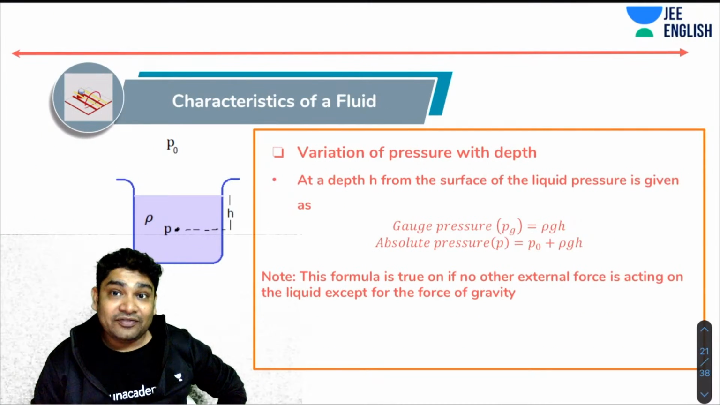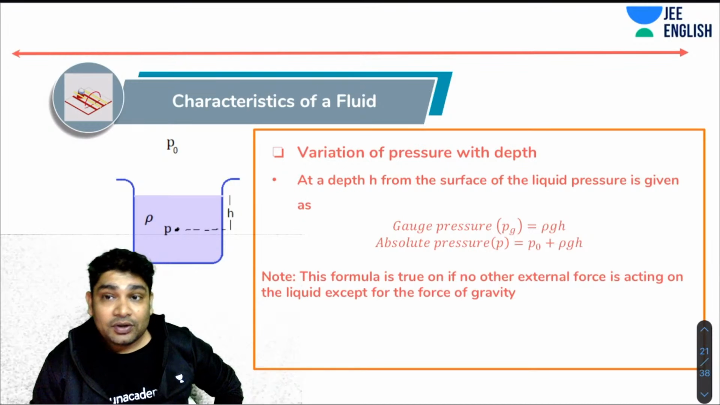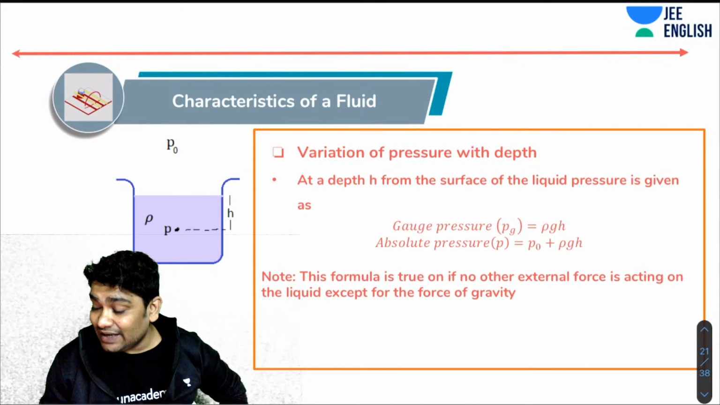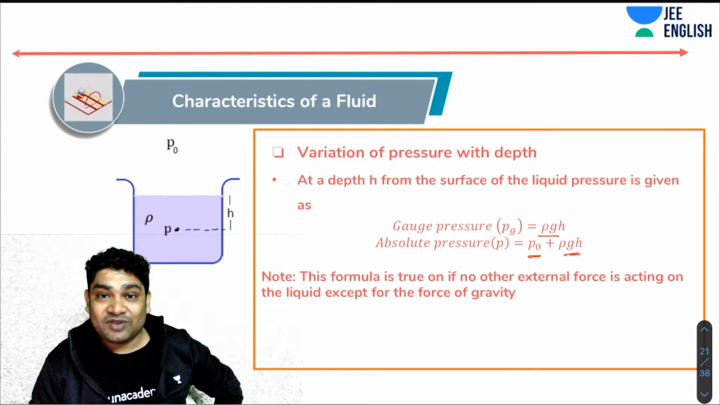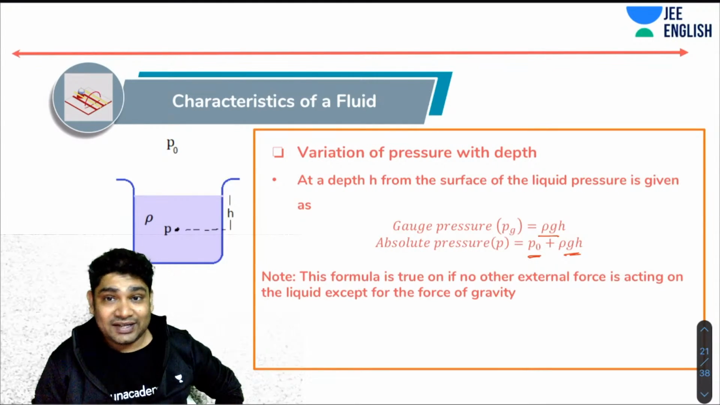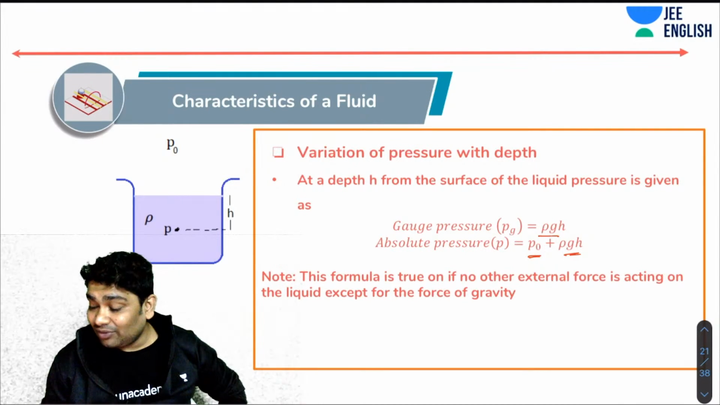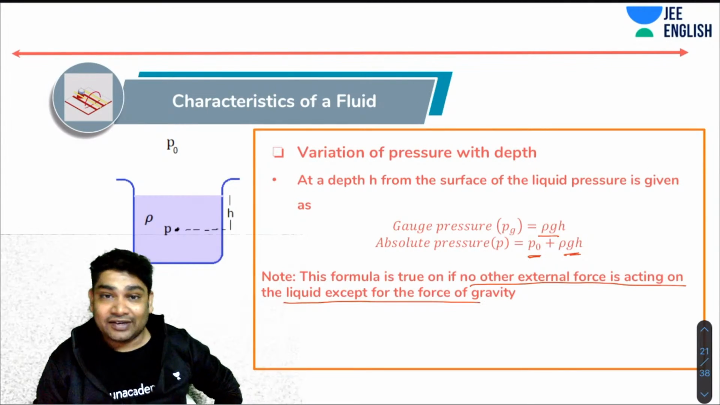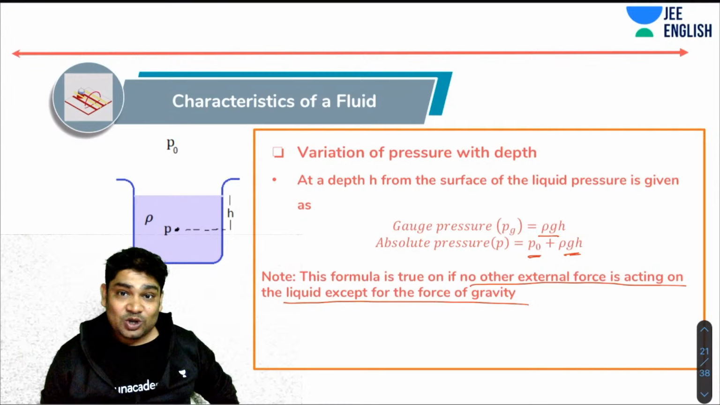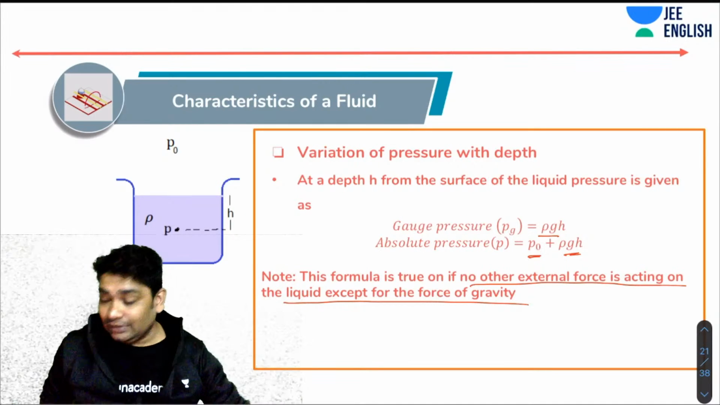Now let's talk about the variation of pressure with depth. At any depth h from the surface of the liquid, you have the gauge pressure as rho gh, and hence absolute pressure can be written as P naught plus rho gh, where P naught is the pressure of atmosphere or the external pressure. Please note that this formula is true when no other external forces are acting on the liquid except the force of gravity. So how do you get this? Let's try and prove that. Let's try and figure out how the pressure would vary.